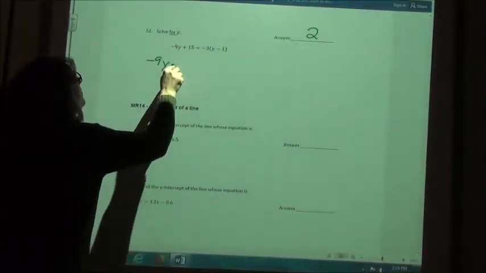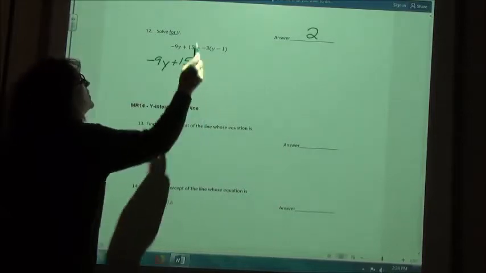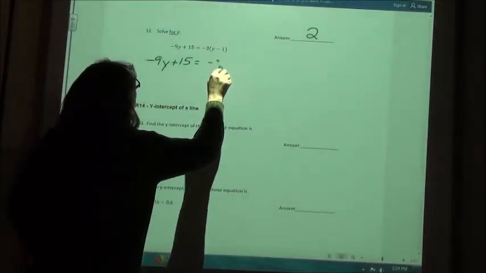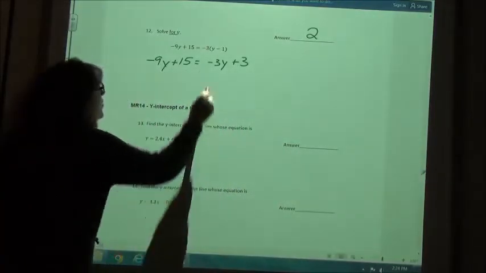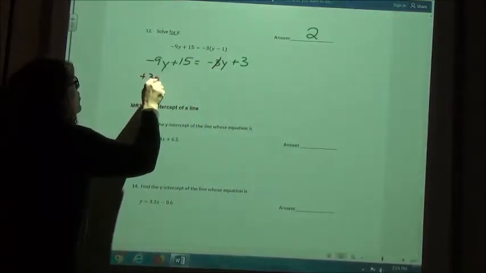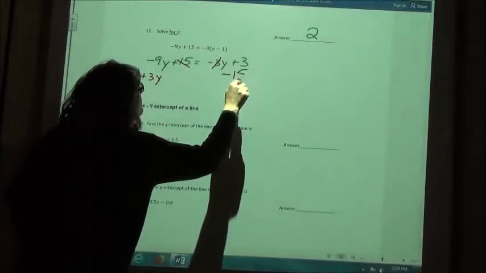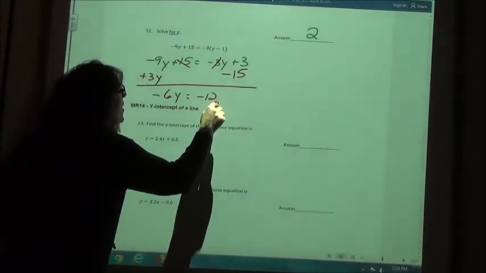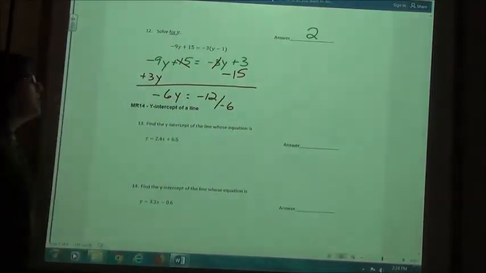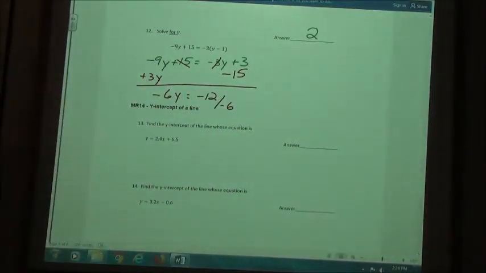Negative 9y plus 15 equals, using my distributive property, negative 3y plus 3. I'm then going to add my 3y to move it over, subtract my 15, and so I get negative 6y equals negative 12. And when I take negative 12 divided by negative 6, I get my answer of positive 2.